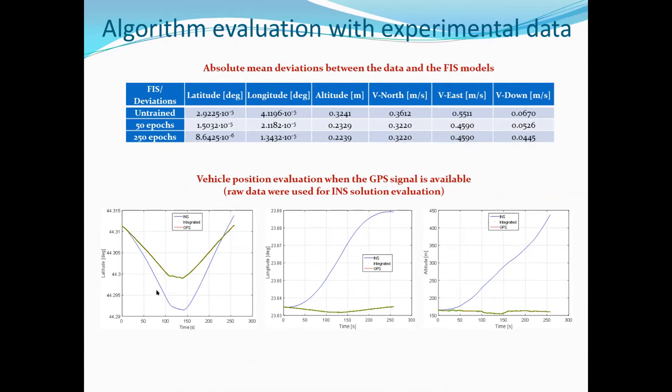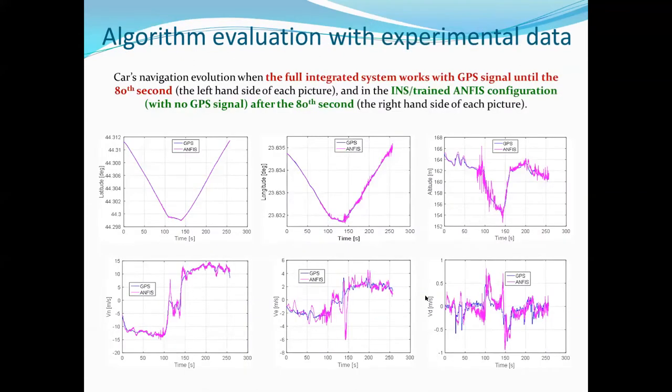We can see what happens if we use just INS. The error, the deviation, is due to the big errors of the inertial measurement sensors, because of raw data. The same thing is in the latitude, longitude, but also in the altitude channel.